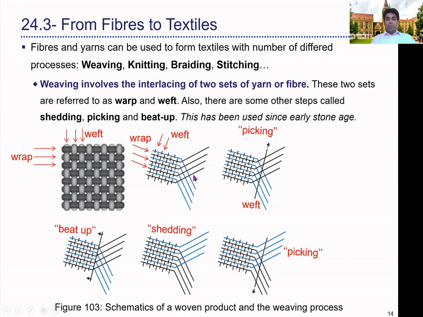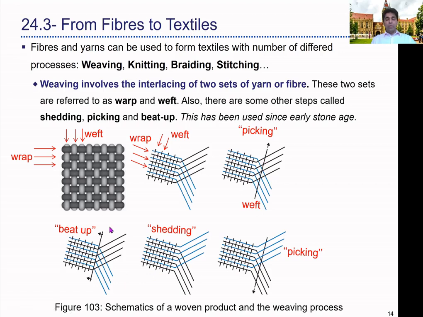So we lift them one after the other. In between them, we put the weft fiber. After that comes picking, which means we get the weft in between the warp fibers. After that, the beat up. That means we have to properly pack the weft fiber into the fabric.